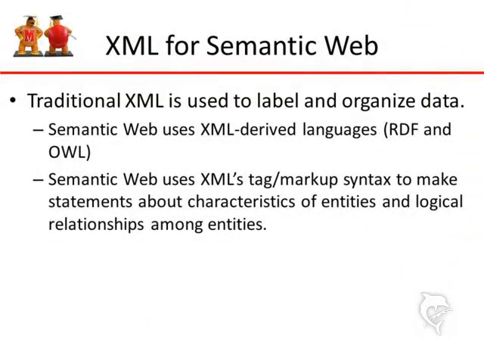So now that we have a decent grasp on XML, we can take it to the next level and think about the semantic web. So as we've established, traditional XML is used to label via tags and organize via hierarchical structure data. The semantic web uses these concepts and takes it to a whole new level. The semantic web uses XML for its traditional purpose of creating tags and wrapping tags around raw data so that it can be identified and retrieved.